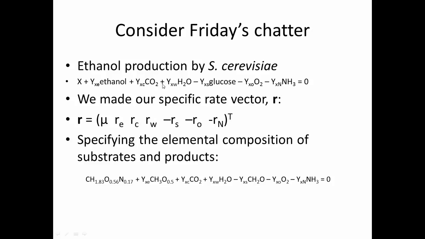So we had growth and ethanol production for Saccharomyces cerevisiae. And we made our specific rate vector to take into account the rates of growth, the rates of production of ethanol, carbon dioxide, water, and the rates of utilization of substrate, oxygen, and nitrogen. And then we can specify the elemental composition of the substrates and products and get a mass balance. Again, the mass balance is set equal to 0.